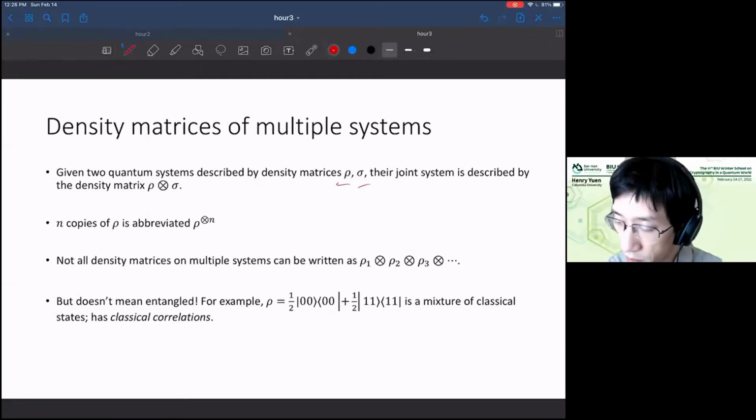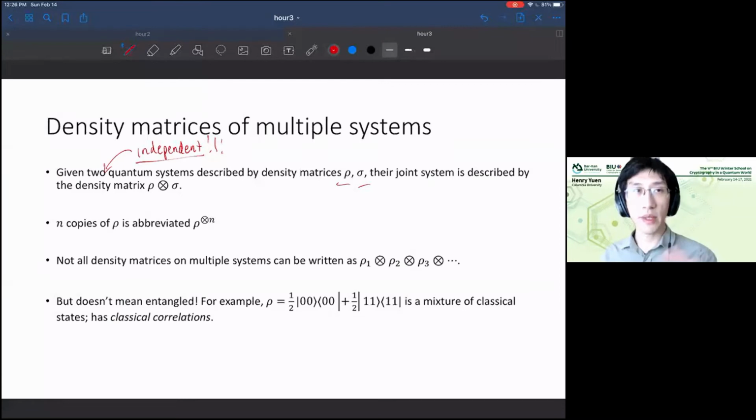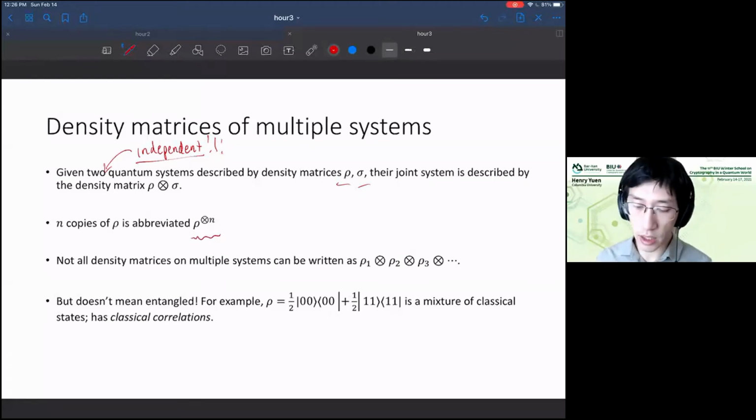So let me write that down. So these have to be independent systems. Okay, so we can build up larger systems this way just by putting density matrices together, by tensoring them. If you have n copies, then you can take n tensor copies, and it's often written this way, let's say rho tensor n.